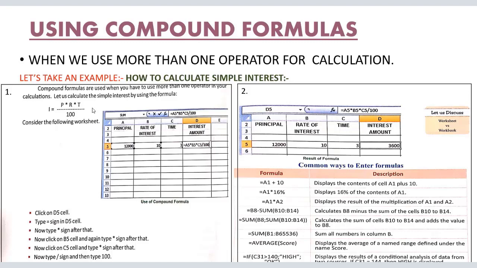Here you can see in the slide the principal amount is given 12,000 rupees, rate of interest is given 10, time period is given 3, then the interest amount. Okay, now let's see in our Excel sheet.